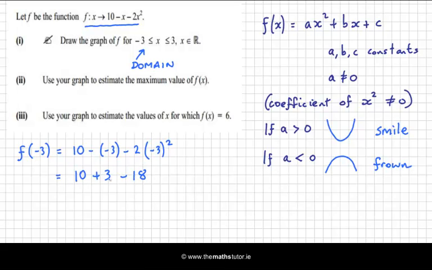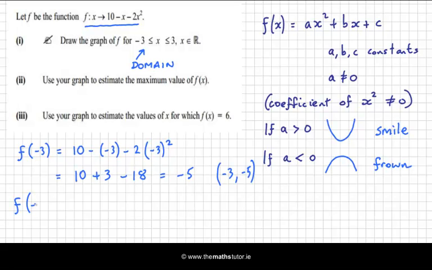So 10 plus 3 is 13. Take away 18, and we get minus 5. Now I want to write out my ordered pairs, so that means my input and my output. So when minus 3 is substituted in, I get minus 5.